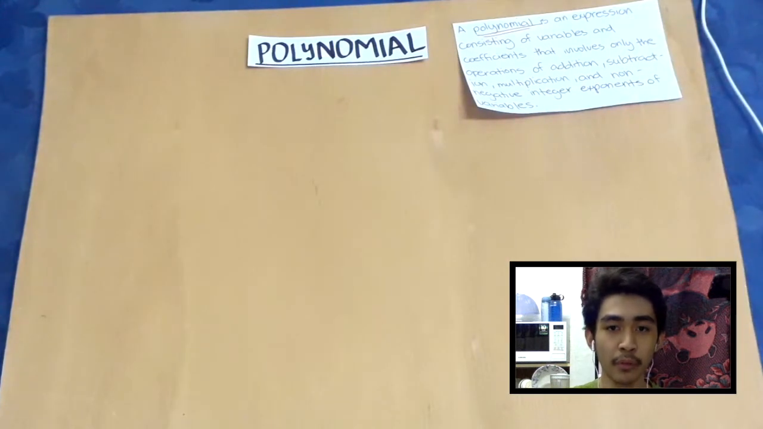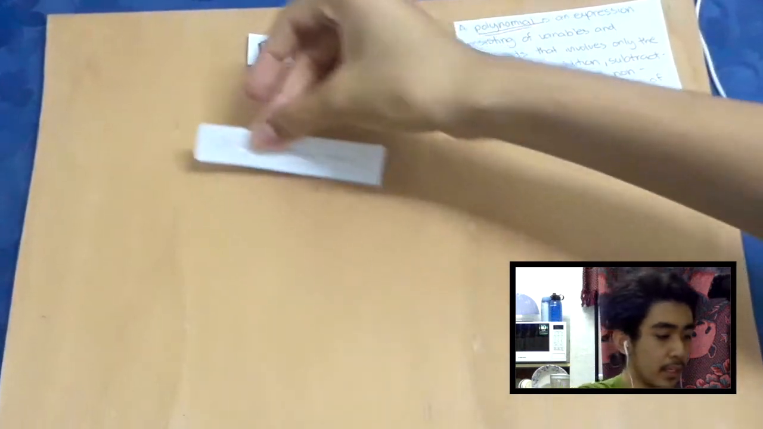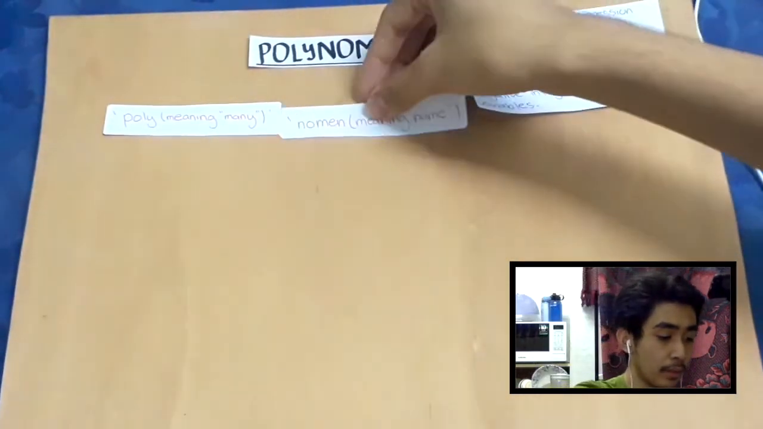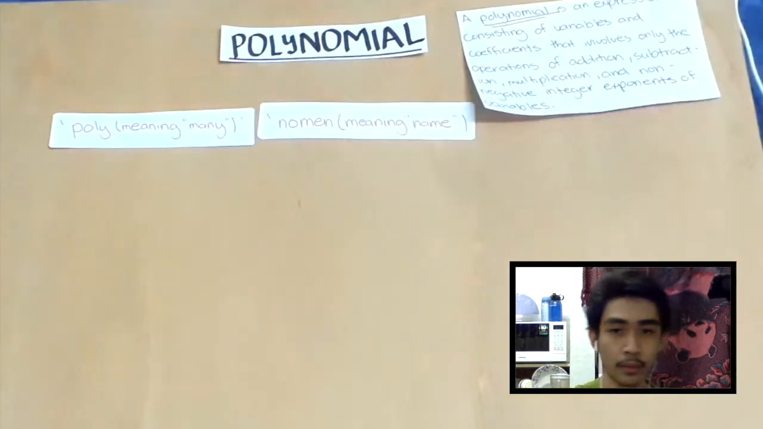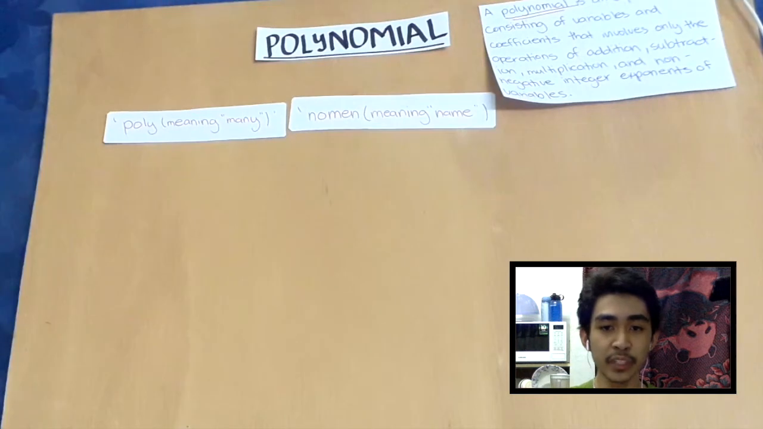The word polynomial consists of the Greek word poly, meaning many, and nomen, meaning numbers or terms or name. Put that together and you end up with many names or terms. Now you know the definition of a polynomial. We will be proceeding to understanding which expressions are polynomials and which are not.